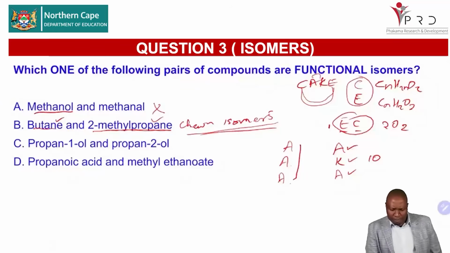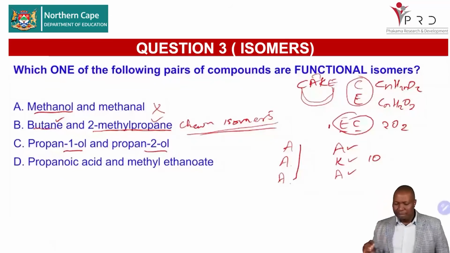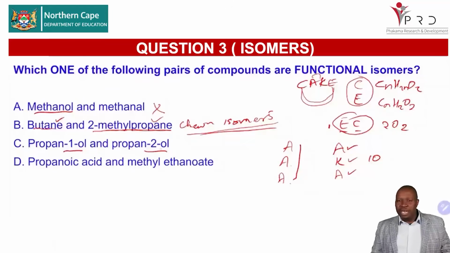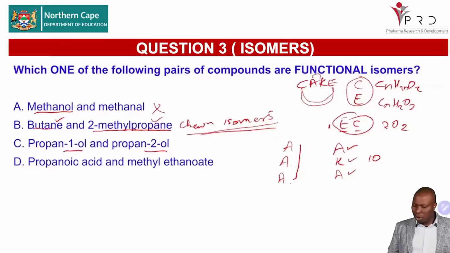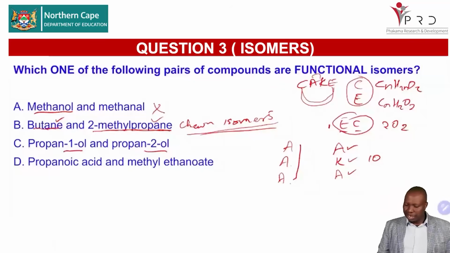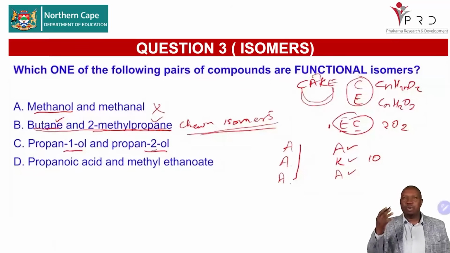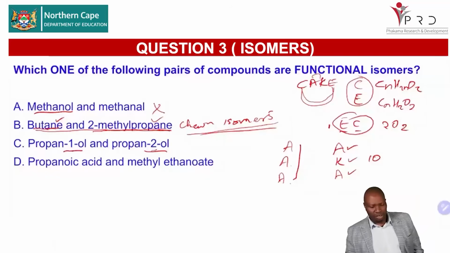Now, propan-1-ol and propan-2-ol, you are able to look there and say these are positional isomers. Remember, the good thing about chain and positional isomers is that the 2 isomers must belong to the same homologous series. So when you see that they belong to the same homologous series, it's either chain isomers or positional isomers. With these ones, you can see they are all alkanes, belonging to the same family of alkanes. Then you know definitely that these are chain isomers. And when you see propan-1-ol and propan-2-ol, we're changing the position of the OH. We're changing the position of the functional group.